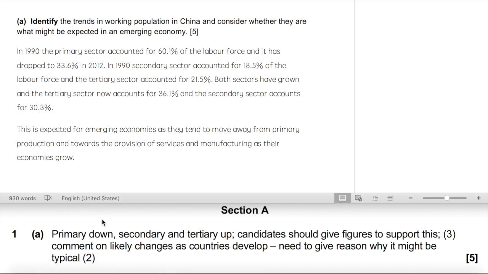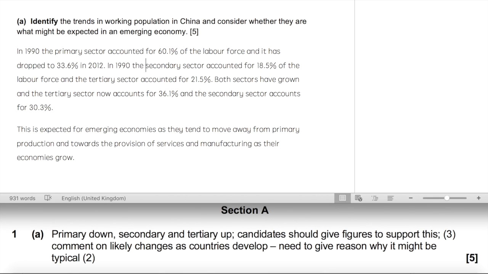In 1990, the primary sector accounted for 60.1% of the labor force, and it has dropped to 33.6% in 2012. In 1990, the secondary sector accounted for 18.5% of the labor force, and the tertiary sector accounted for 21.5%. Both sectors have grown, and the tertiary sector now accounts for 36.1%, and the secondary sector accounts for 30.3%. That's a long-winded way of addressing these 3 marks.